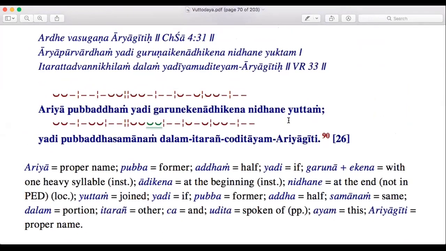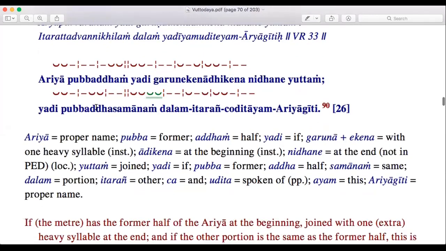So, in other words, the first half is formed first, and then that first half is repeated. So it's actually easy to understand. At the end of the first half of the Ariya verse, one heavy syllable is added, and that is repeated. So in the second half also, we can observe the Ariya first half, and at the end of it, one garu syllable is added. So let's check it word by word.